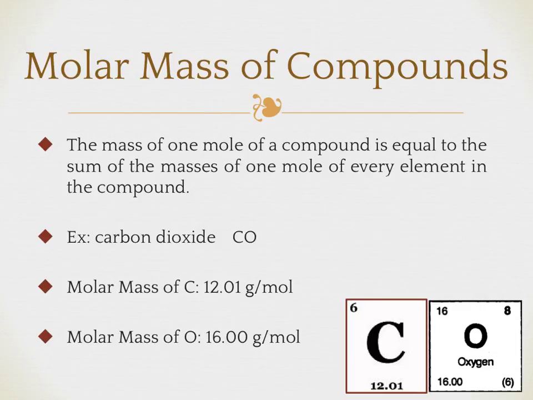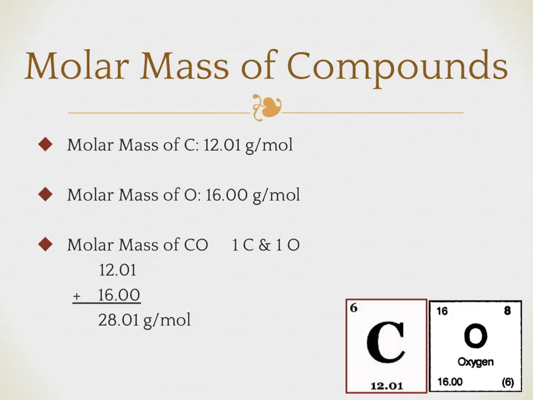So what does that mean? For example, carbon monoxide. Well, this says dioxide. It should be monoxide. Carbon monoxide, CO. Well, the molar mass of carbon we know is 12.01, looking at the periodic table. And the molar mass of oxygen is 16. So what do we do? We add them together, and you get 28.01 grams per mole as the molar mass of carbon monoxide. 1 carbon and 1 oxygen, add them together to get the molar mass of the compound.